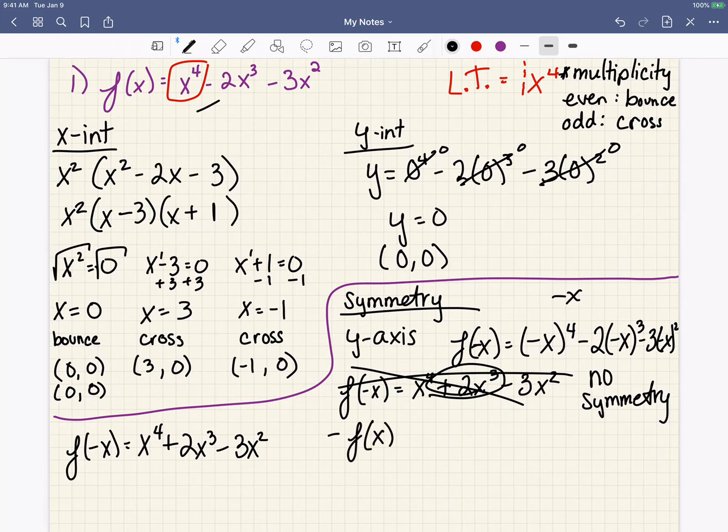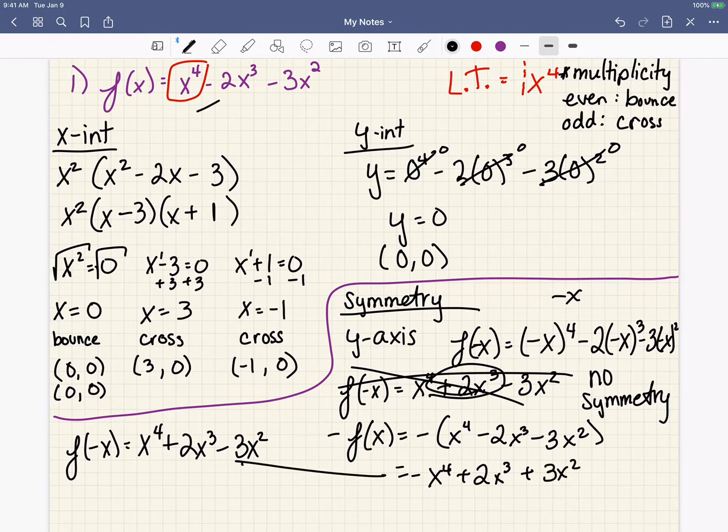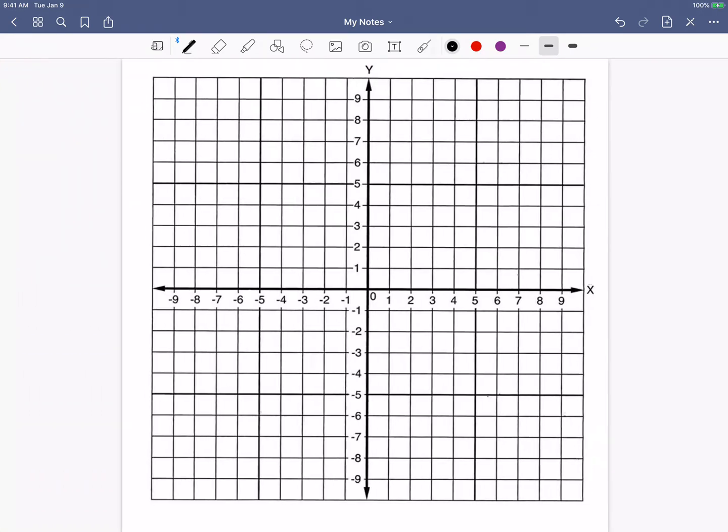So what I'm actually doing is the outside. So negative x to the 4th minus 2x cubed minus 3x squared. When I do this, that gives me negative x to the 4th plus 2x cubed plus 3x squared, which I can see these two are not the same, so no symmetry. So there's no symmetry in this graph, so it's not going to look very nice and even, okay? It's going to look a little bit chaotic, but we have at least a lot of points, so we can try and figure this out.